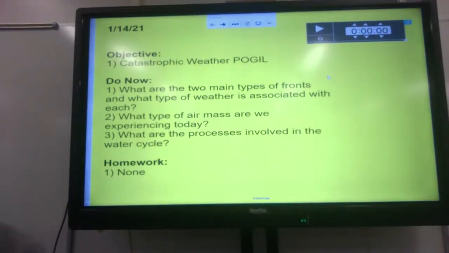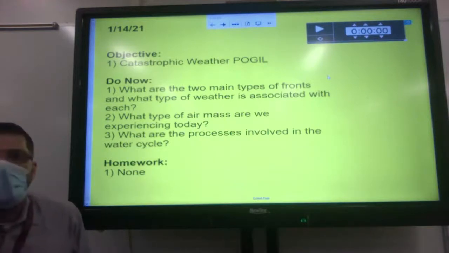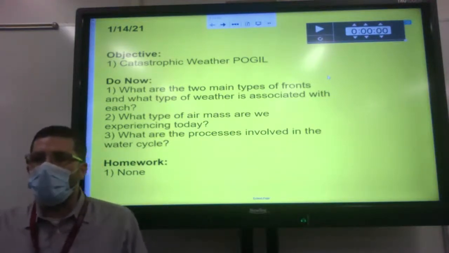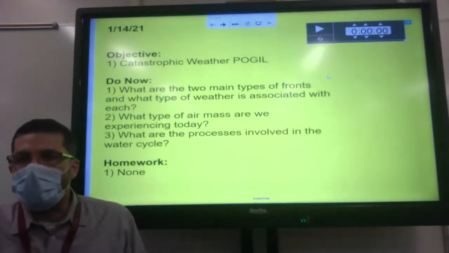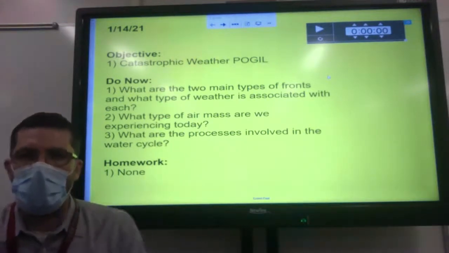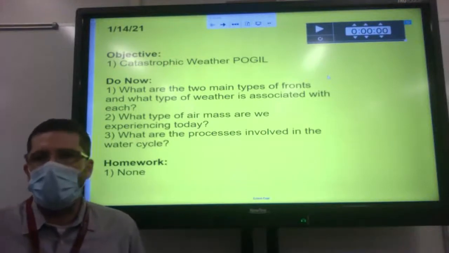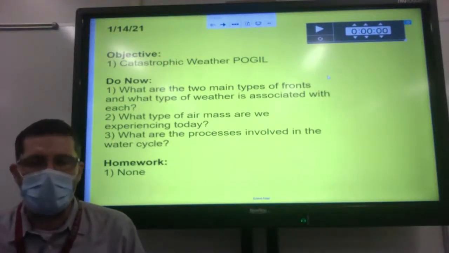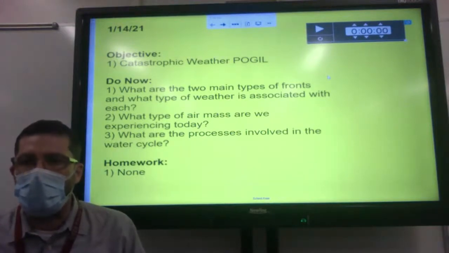What's that? I didn't hear. Warm and cold. Good. Warm front and a cold front. All right. Now the type of weather associated with each one. A cold front is going to produce heavy precipitation, but over a short period of time. Your thunderstorms are associated with your cold fronts. A warm front is going to produce precipitation that is light in nature, not heavy, and it's going to occur over a longer period of time.